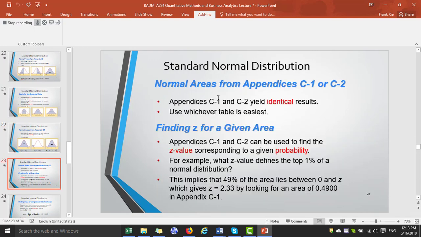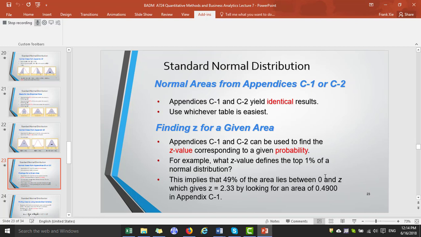Yeah. So as I said, appendix C1 and C2 yield identical results. Use whichever table is easiest for you. Okay. And also you can use C1 and C2 to find the Z score for a given area. Appendix C1 and C2 can be used to find the Z values corresponding to a given probability.